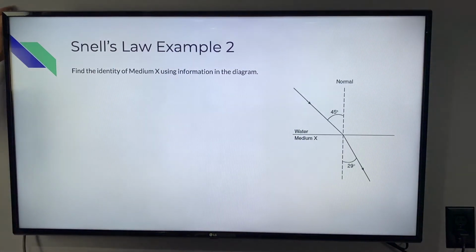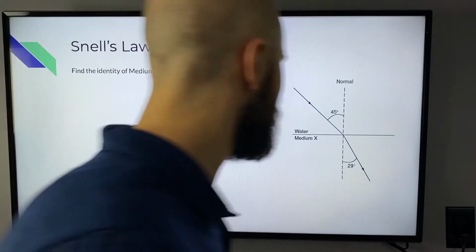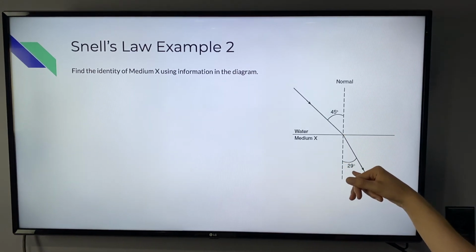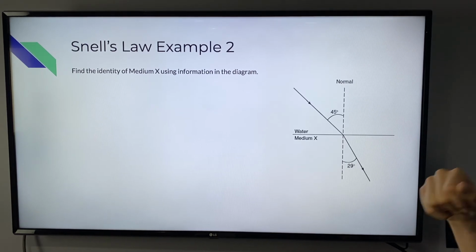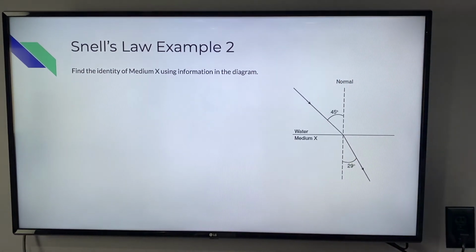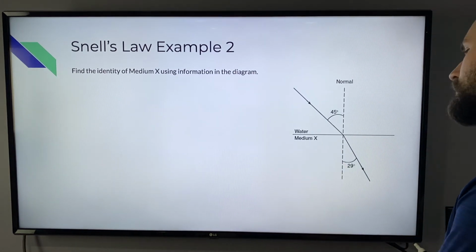Oh boy, so what is medium X? That's what the identity means. Is it diamond? Is it air? What is it? Well, just looking at the diagram, I see that it bends towards the normal line, so I know that it has to be going slower in this material. So we know the index of refraction has to be greater than water, right? Because the higher the index of refraction, the slower the light's going to be moving. But that still doesn't help me find exactly what medium X is.